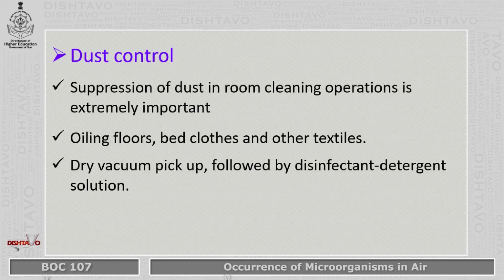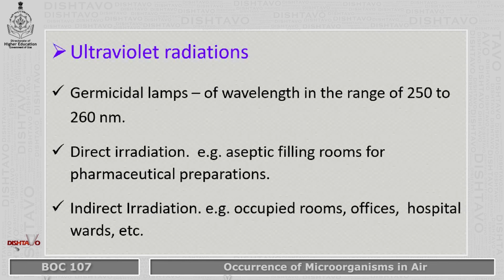Dust control. Here, the dust in the room has to be controlled while room cleaning operations are being carried out. And this can be done by oiling the floors, bedclothes, and other textiles. Sometimes a dry vacuum pickup of dust can also be followed. And this can be followed by disinfectant and detergent solution cleaning.